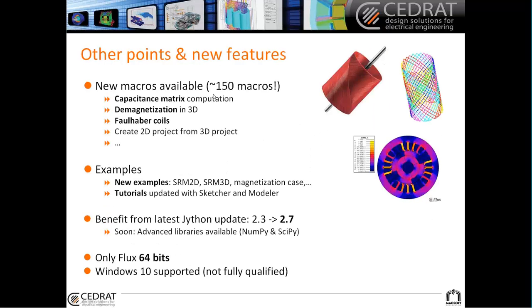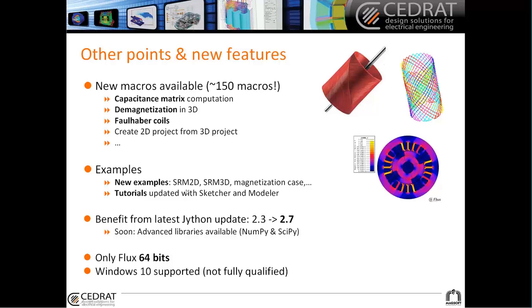We have a lot of macros, around 150 macros, and we added some more macros this year, some capacitance matrix computation, which can be useful instead of going to solve a lot of electrostatic studies. Some demagnetization in 3D, doing some fallout of coils like this, which are already done thanks to a macro. You can create a 2D project from a 3D project doing a cut. So if you choose a cut plane, you can create directly a 2D project from this. And we have some more macros going on.